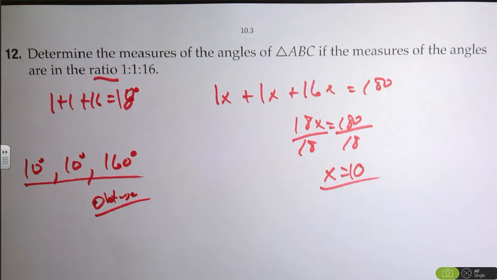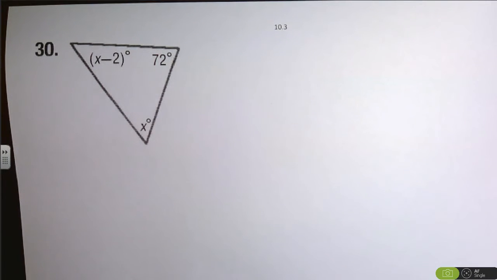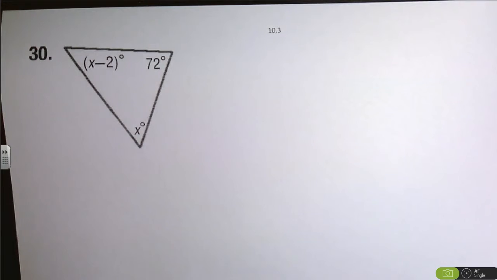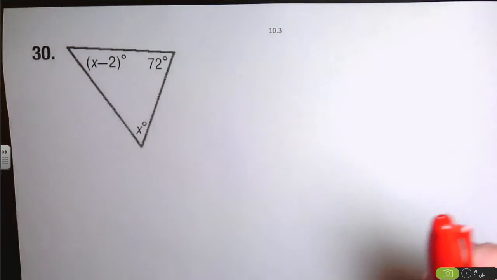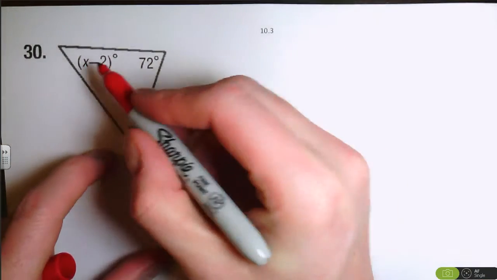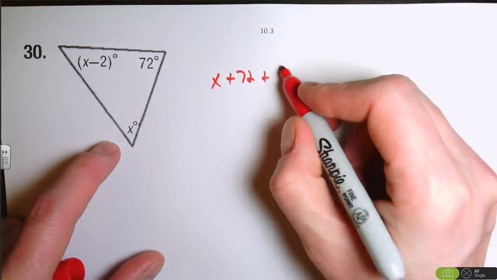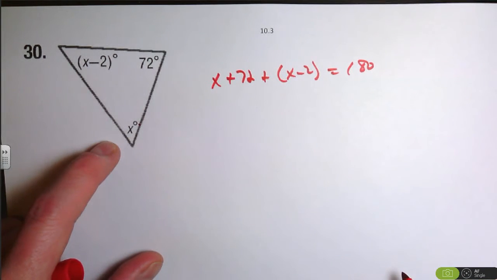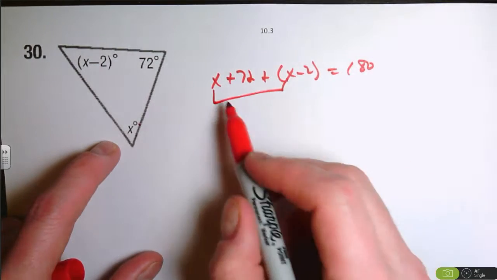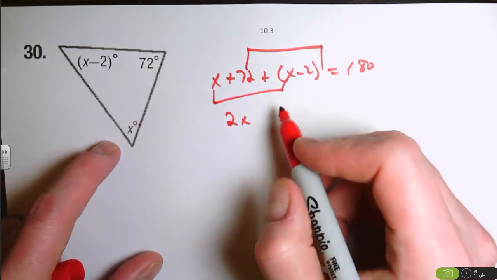All right, and then the last example from section 10.3. Again, we're solving for missing angles in this triangle. We're not classifying it. We're just solving for missing angles. I know that all three of those angles add to 180. So x plus 72 plus x minus 2 has to equal 180. Add like terms. x plus x is 2x. 72 and negative 2 is 70.